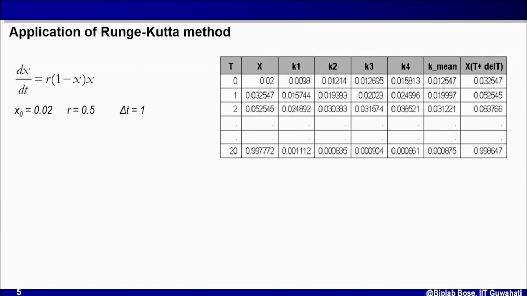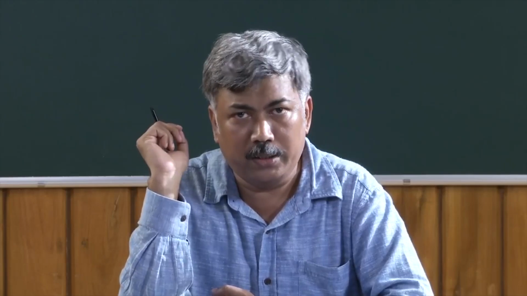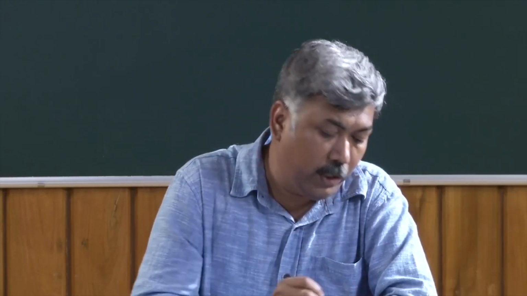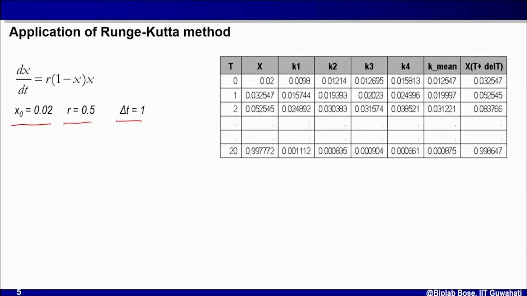Let us try this method, the fourth order Runge-Kutta method, on our problem of spread of infectious diseases. So if you remember, the ordinary differential equation for modeling this spread of infectious disease was dx/dt equal to r into 1 minus x into x. r is given as 0.5, x at t equal to 0 is 0.02, and I am taking here delta t as 1. So I will increment time by 1.